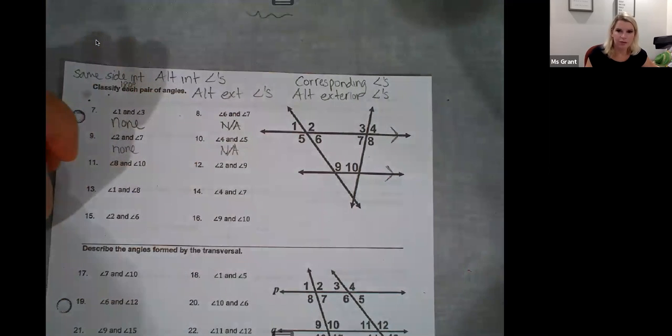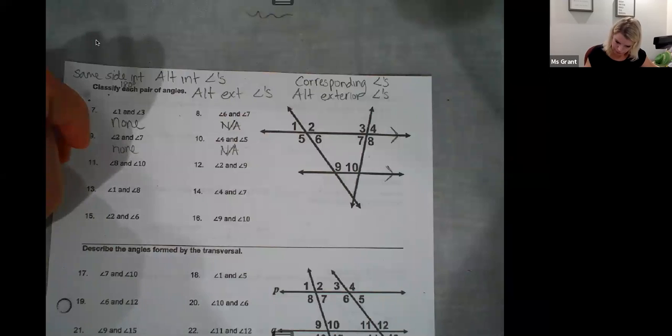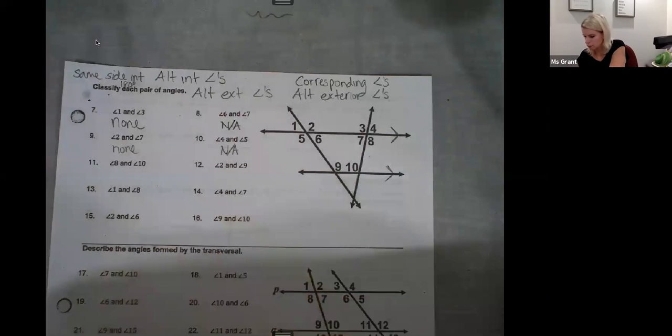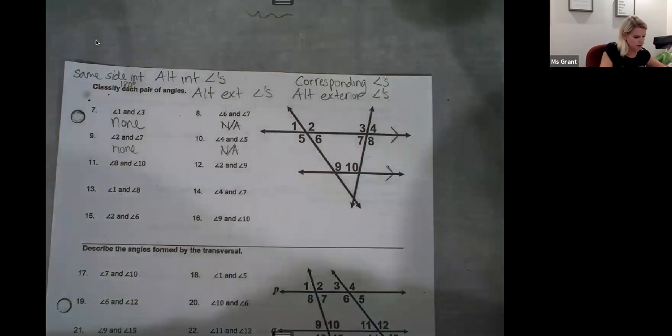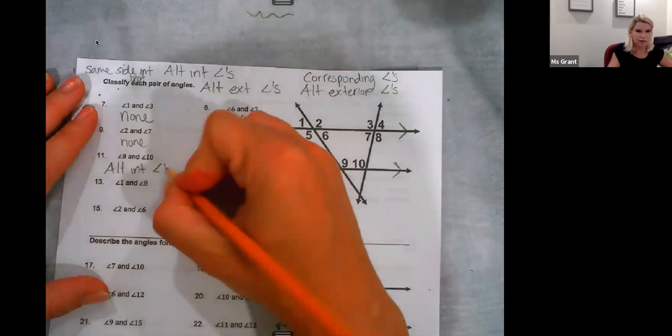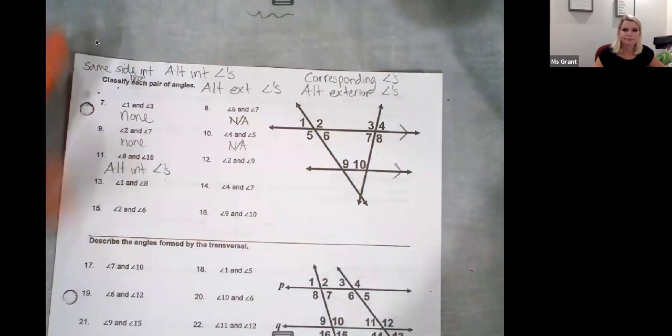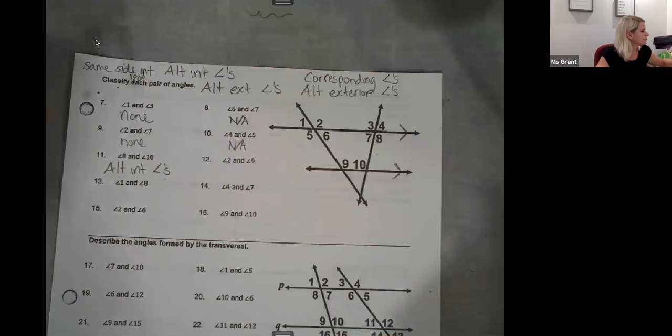Saeed, you've already helped me before. Sunny. Alternate interior angle. 8 and 10, alternate interior angles. I have to abbreviate, I just don't write that small. 2 and 9.